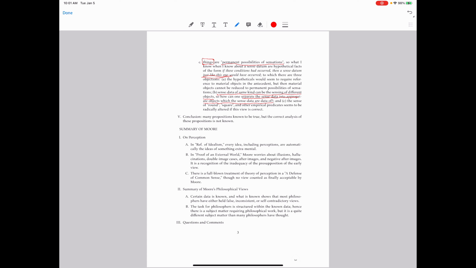Finally, he's worried about the problem of illusory characteristics. The sense of round, square, and other empirical predicates seems to be radically altered if this view is correct. I'm not sure that's a good objection, but I think here's what he's thinking. Round things don't always look round. Square things don't always look square. They don't always look round either.